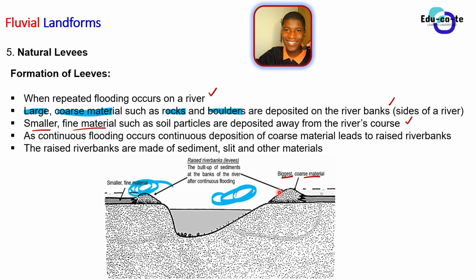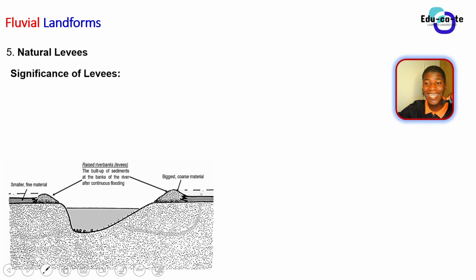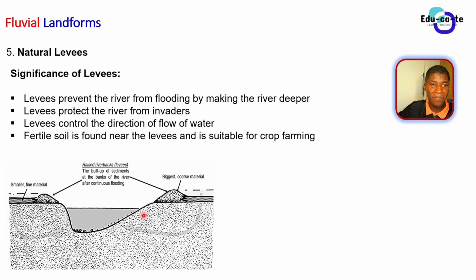Why do we even study this thing, guys? It is because it's very important for us to know as human beings. Why is it important for us to know as human beings? Because it is significant to our lives. First of all, the levees prevent the river from flooding. So the river is prevented from flooding by these natural levees, because they actually make the river to be deeper.